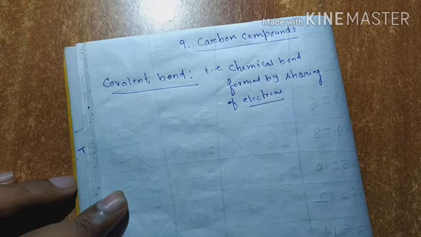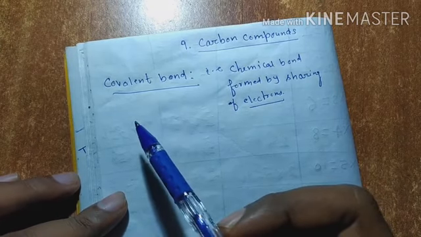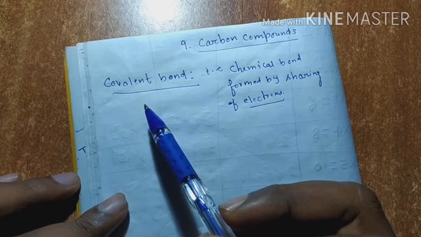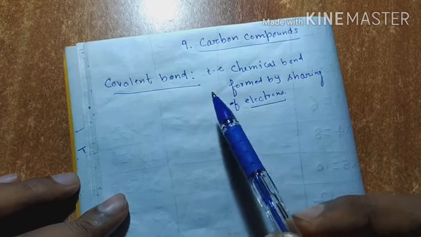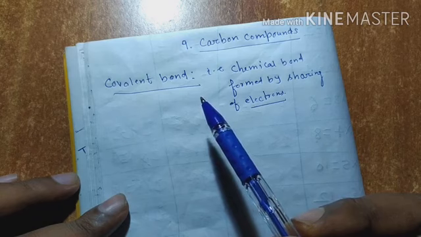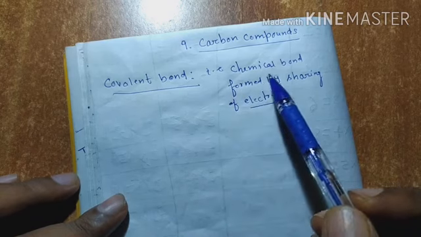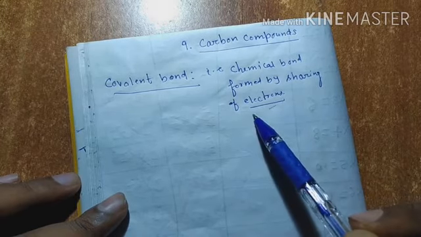Okay, so your first topic is, what is covalent bond? So simply, how will you define covalent bond? The chemical bond formed by sharing of two valence electrons between two atoms is called covalent bond, or the chemical bond formed by sharing of electrons is known as covalent bond.